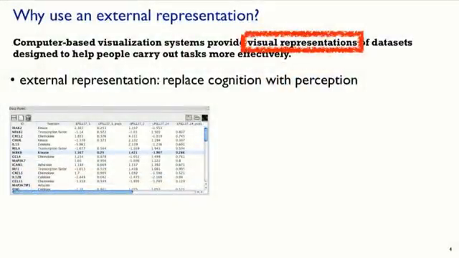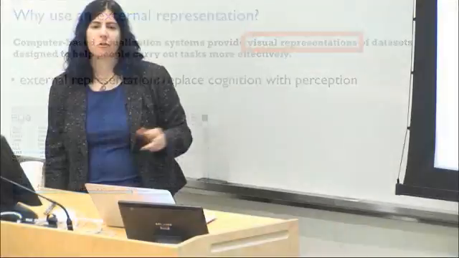Now, here's another interesting word in that sentence, visual representation. So why? What is the goal of having this visual representation, which is something external to your own head? And so the idea with this always is any time that we can replace something cognitive with something perceptual, then we have a win, where we've suddenly freed up internal resources for people to do something higher level.